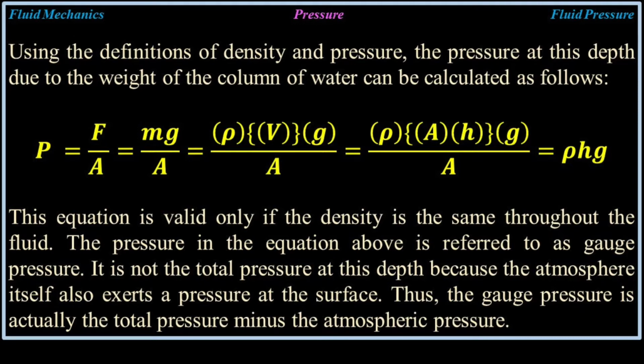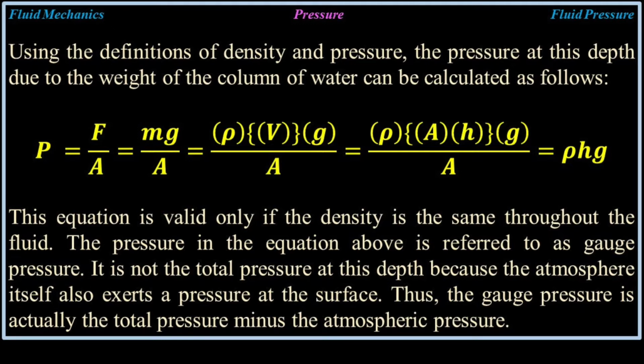Using the definition of density and pressure, the pressure at this depth due to the weight of the column of water can be calculated as follows. So I'm going to finally come up with P equals rho H g. This equation is valid only if the density is the same throughout the fluid.